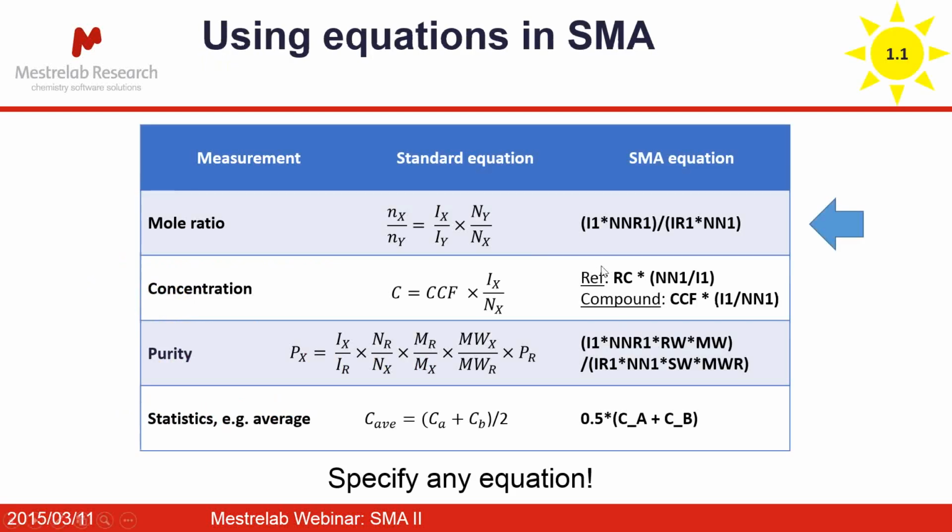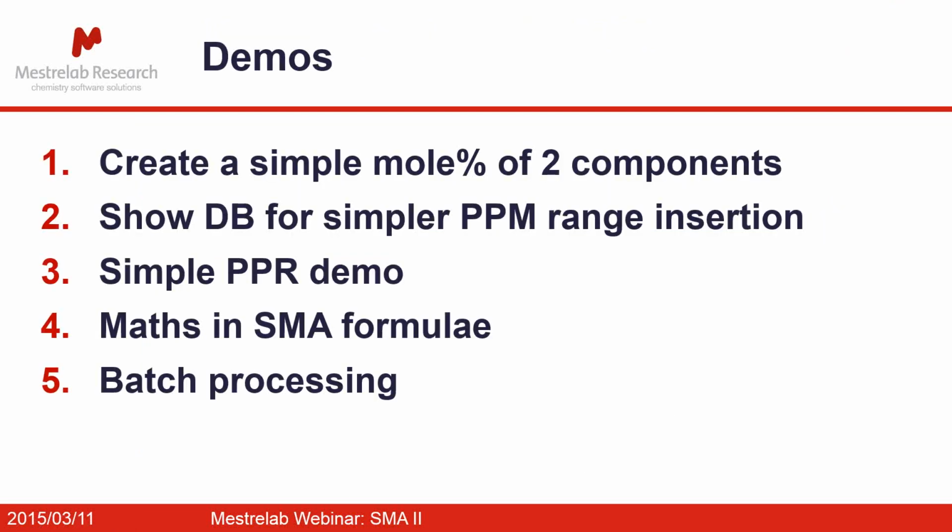Okay, here again is the same set of equations, and this is just to say that we're going to be looking at an example now of a mole ratio. So we're going to be looking at this type of scenario over here. It's simply the integral of compound X divided by the integral of compound Y, times the number of nuclides for Y divided by that for X, and this is how it's going to look, something similar to that, in the formula editor within SMA.